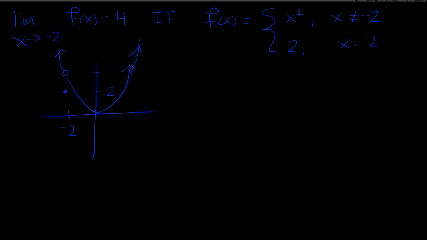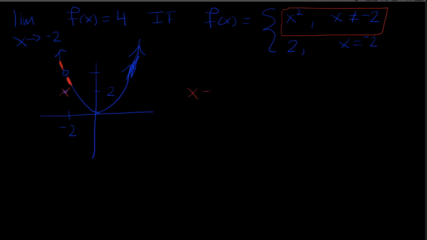So this isn't the best drawing, but you get the idea. And because we're looking at a limit, we're going to be looking to the left and the right of negative 2. And it doesn't make sense to look at this point. So we're going to be looking at the graph x squared from the left and the right. So because we're looking at the graph of x squared, we're again looking at the top function.